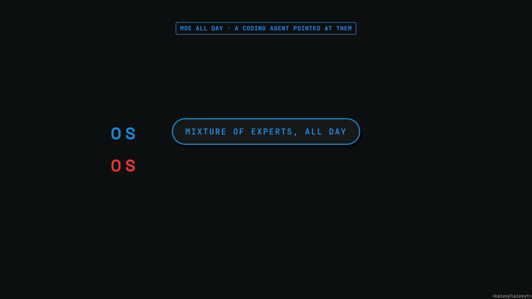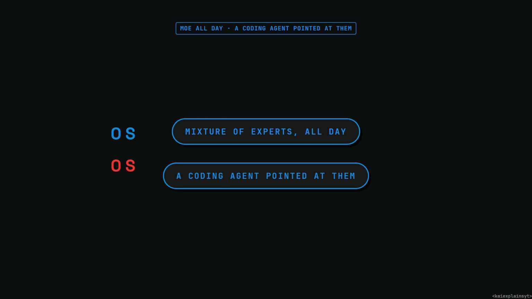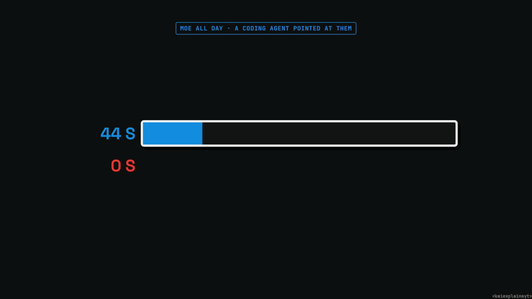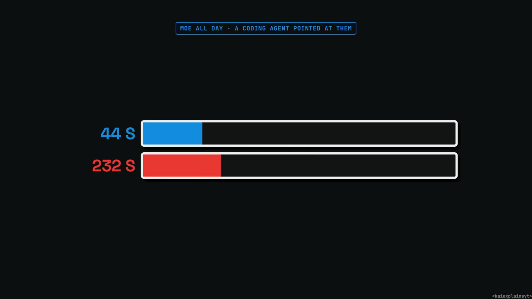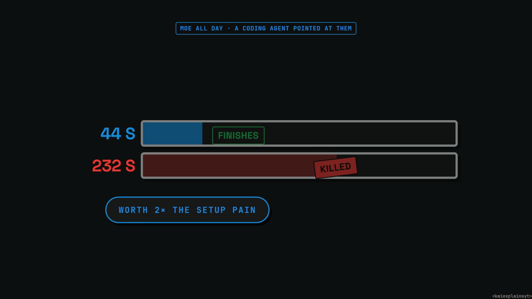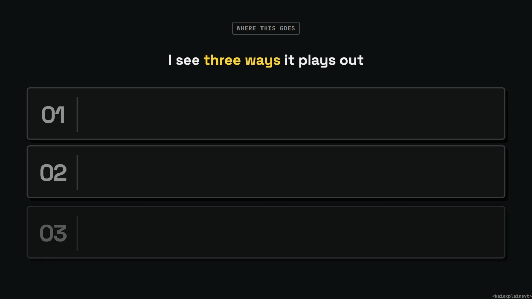And if you run Mixture of Experts models all day with a coding agent pointed at them, you're the person this was built for. 44 seconds against 232 seconds is the difference between an agent that finishes and one that gets killed halfway through a task. I'd take twice the setup pain for that, and I'd probably spend more on RAM than on the next GPU generation. As for where this goes, I see 3 ways it plays out.